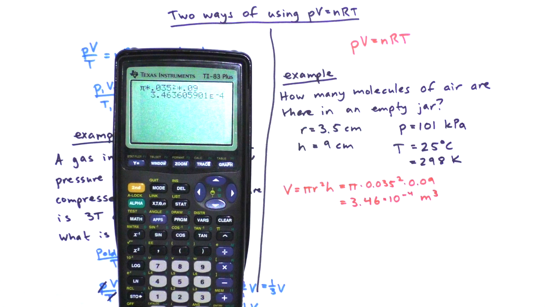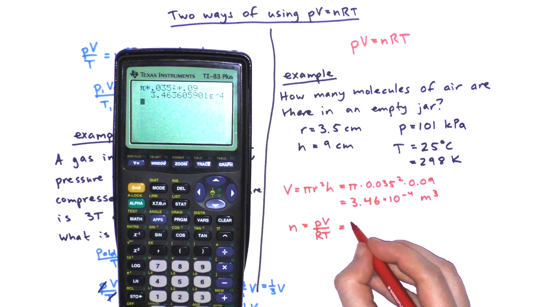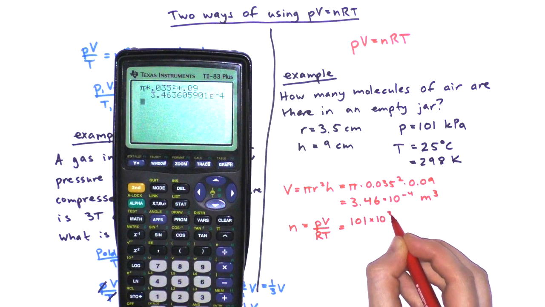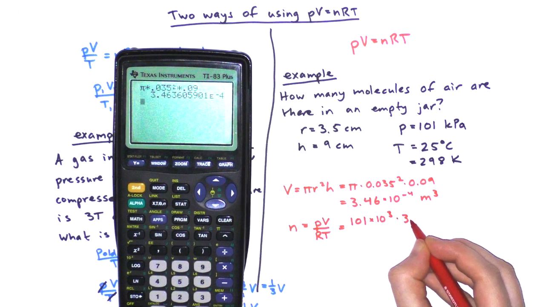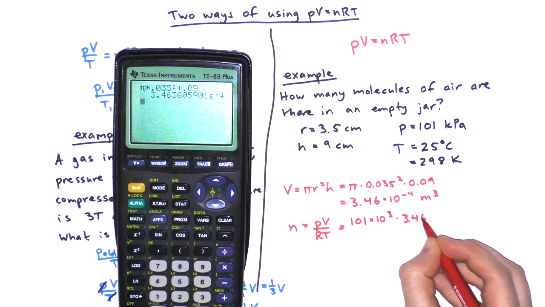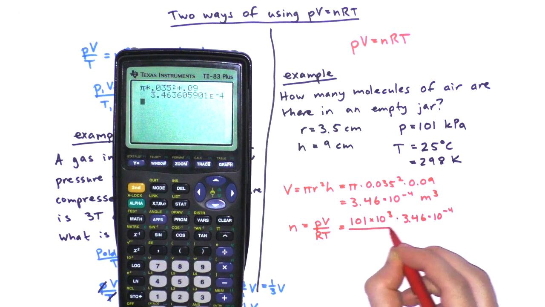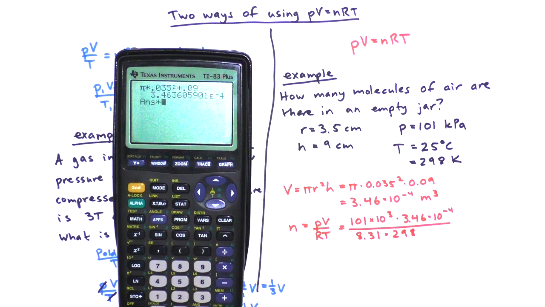Now we actually have all the values that we need to calculate n. So write down that n is PV over RT, just rearranging the ideal gas law. And then we put all of our values in. Remember that it's kilopascals, so kilo is 1000. So for pressure, we're going to have to write 101 times 10 to the power 3, or times 1000, to get it into pascals. And then the volume we just had, 3.46 times 10 to the minus 4. And in the denominator we have R, which was 8.31, and then temperature, which is 298. So we put all of this into the calculator, and we get 0.0141 moles.